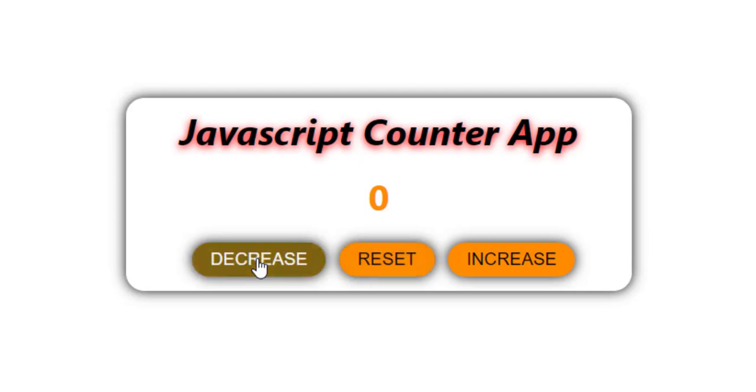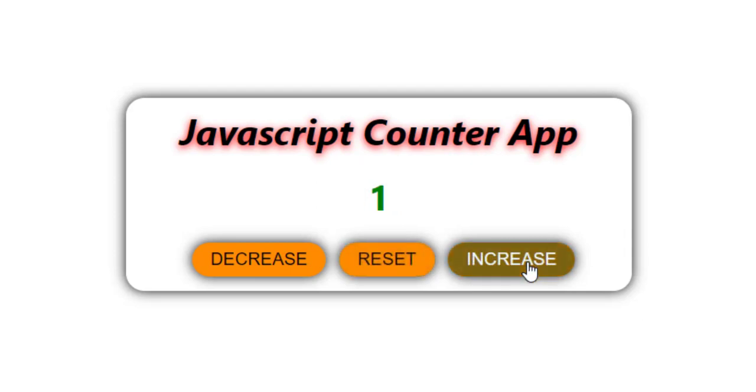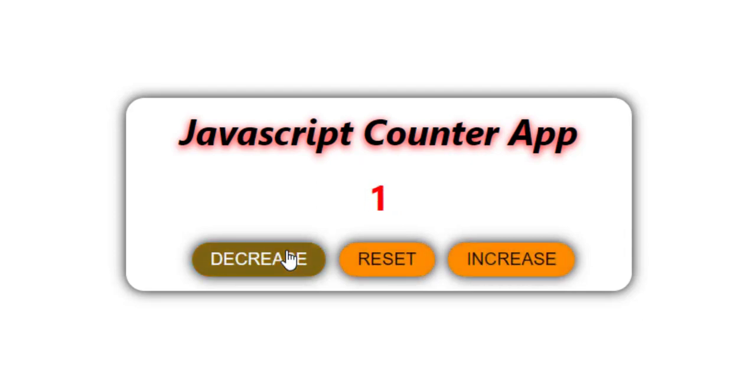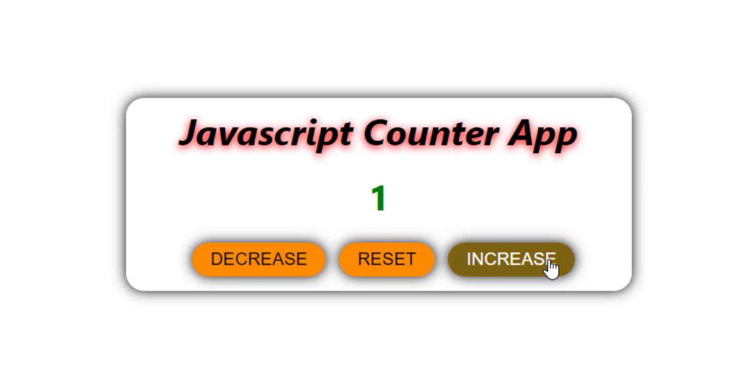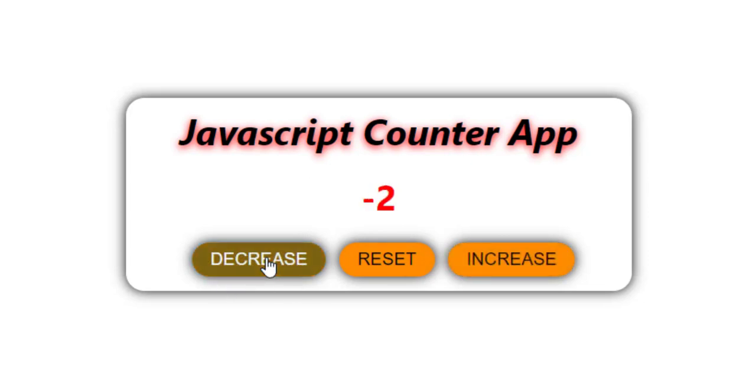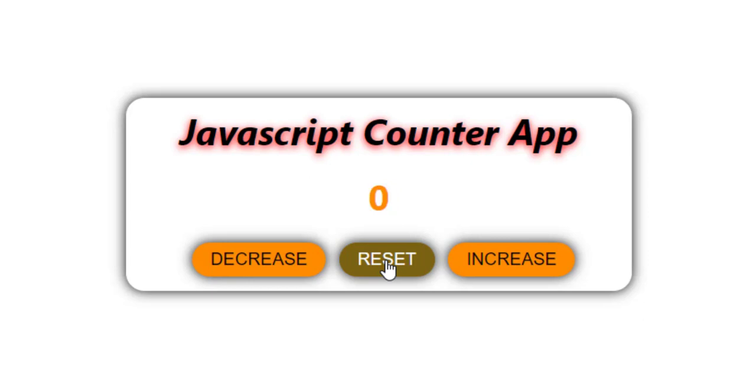When I click this decrease button, not only does the counter decrease by 1, but also the color of this counter changes into red, right? You see, reset, increase, decrease, increase again, decrease again, and reset. When I click this reset, it resets back to 0.